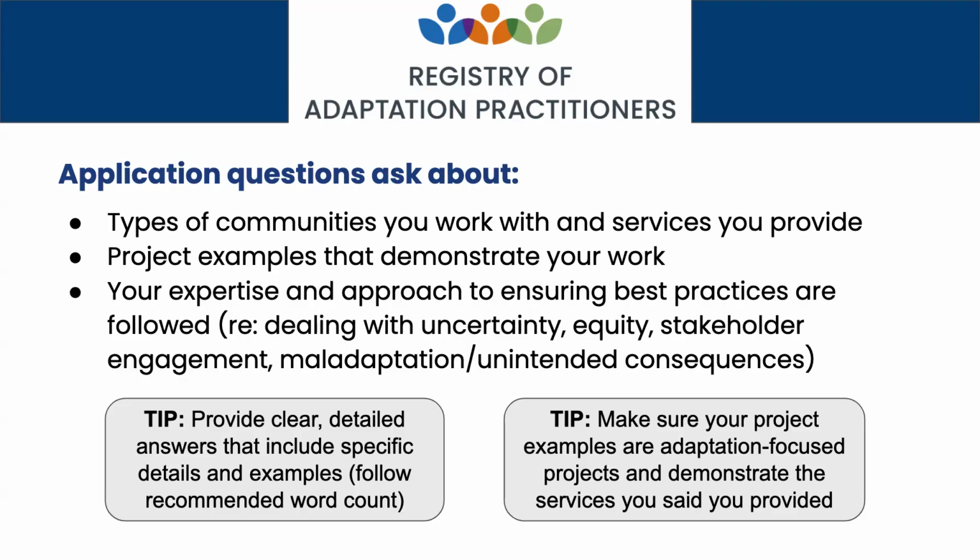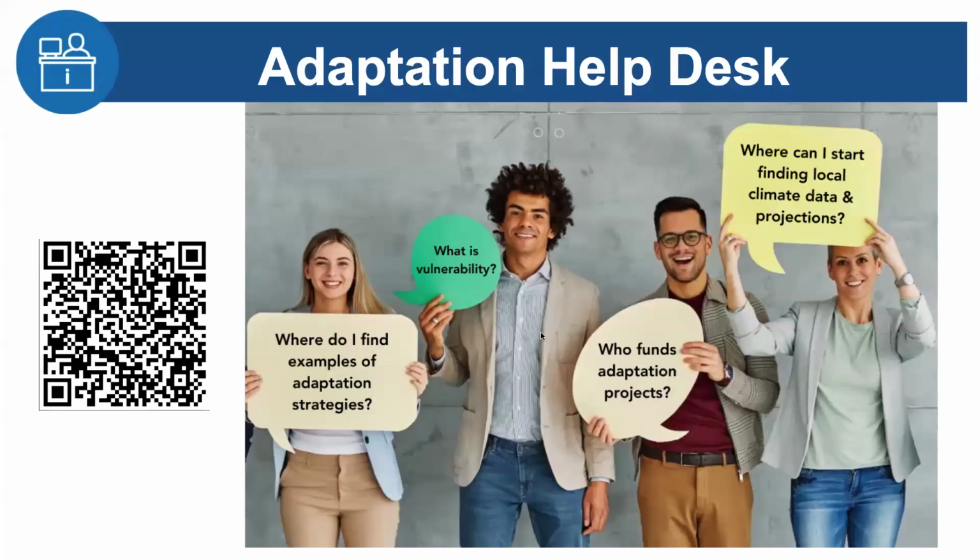And yeah, the tips I just put down here are things that often pop up in registry applications. You want to be sure that you provide really clear, concise, detailed answers. You want to include specific details, and if we provide a recommended word count, that is so that you give us the amount of detail that we need to evaluate the question. And then making sure that project examples are adaptation focused, like I said. That's it. That's all I've got on the registry.